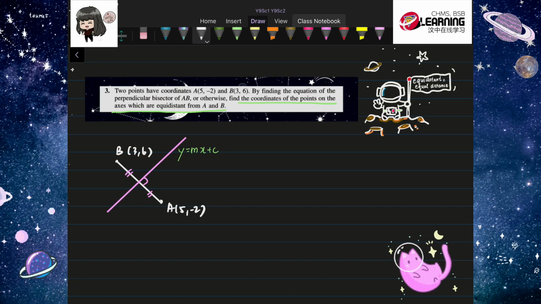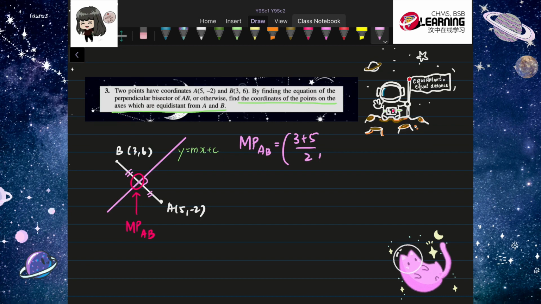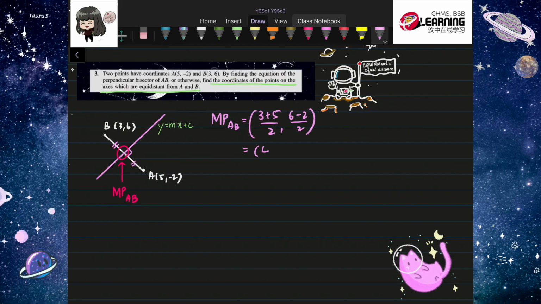So my step 1 is to find the midpoint. The midpoint is this one. Okay, so I'm gonna find the midpoint of AB. Midpoint AB, step 1: x1 plus x2 over 2, y1 plus y2 over 2. And here I get 4, 2.